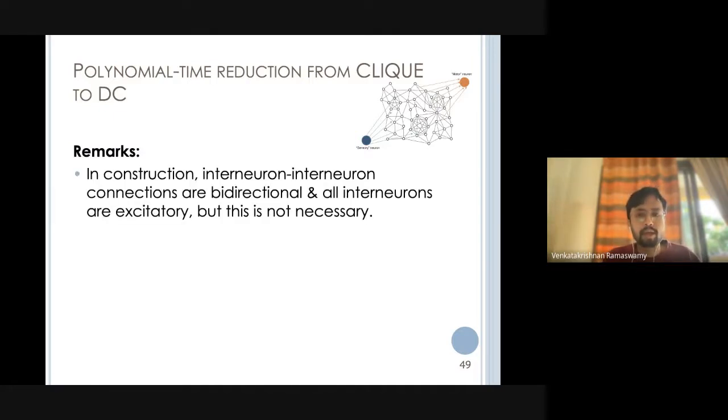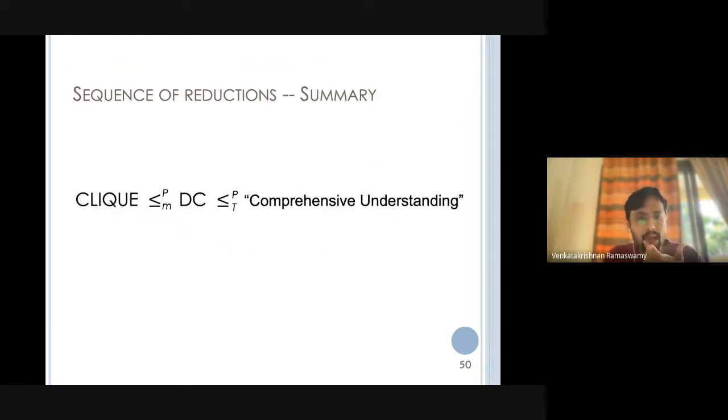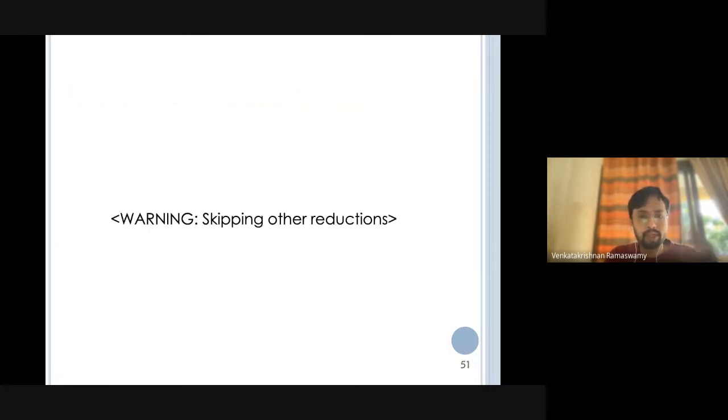Okay. So I think I'm going to skip these. So this is basically addressing some questions about, well, in biology, it's not necessarily the case that connections between neurons are bidirectional, but you can embed this in a larger graph where you have an arbitrarily small number of such pairs of neurons. Right? And so I'm going to skip this. Right? And so what I've shown is a reduction from clique to DC. And then a claim that any notion of comprehensive understanding ought to enable us to answer the degenerate circuit question. All right. So there are 5 more reductions which I'm going to skip today.